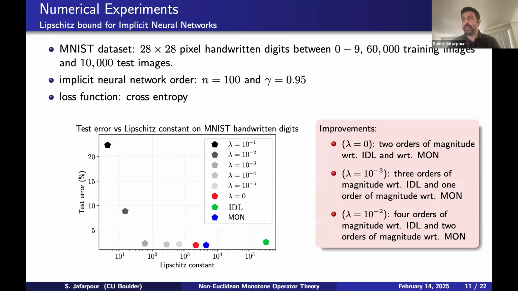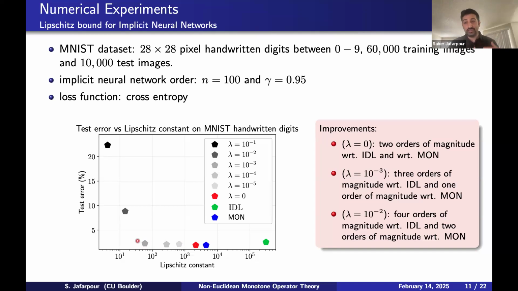Okay, so we have applied this result to the MNIST dataset, and the results for different values of lambda are here. We compared it with two different approaches that exist in the literature for training implicit neural networks. MON is the work of Winston and Kolter, and IDL is the work of El Ghaoui. And what you can see is that with almost the same accuracy, our training algorithm gives us an order of magnitude better Lipschitz bound compared to the existing ones in the literature, which are these two. And these are ours.